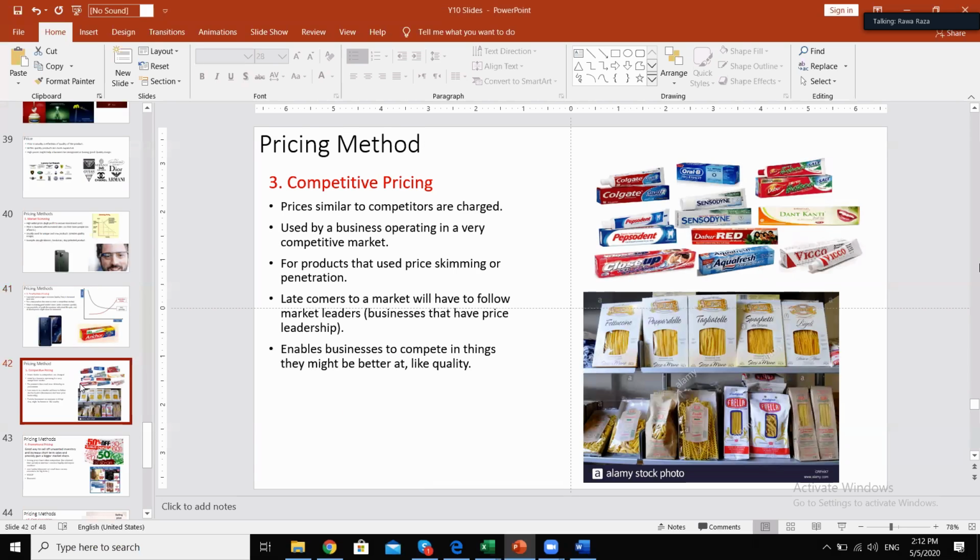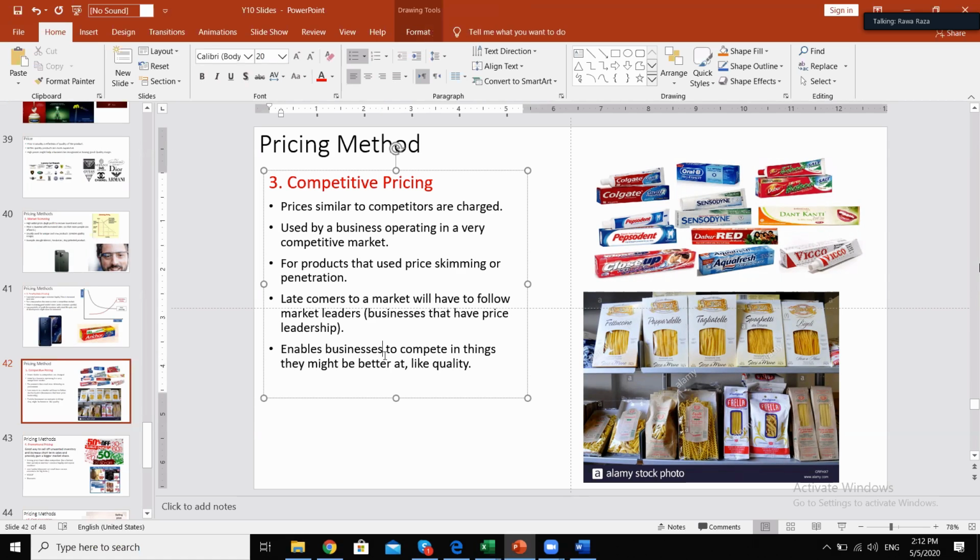And when we go to competitive pricing, prices are similar to the competitors. It's useful for businesses that operate in a competitive market. If you're a latecomer to a market, you're able to find your place in the market by having a price that is similar to your competitor. And you might be able to focus, last point, on quality, on being creative and innovative.